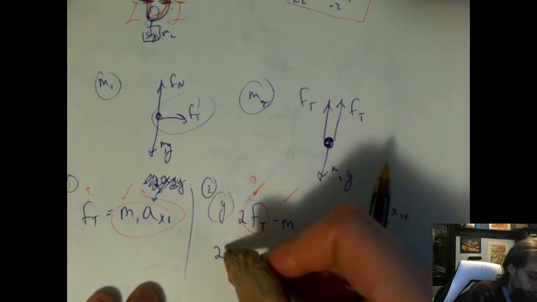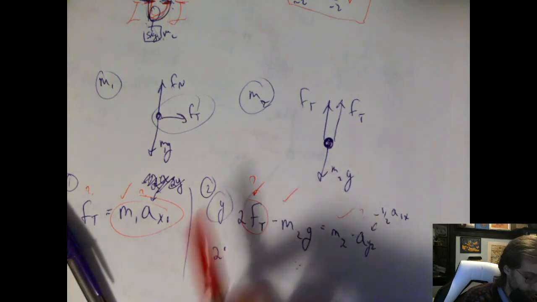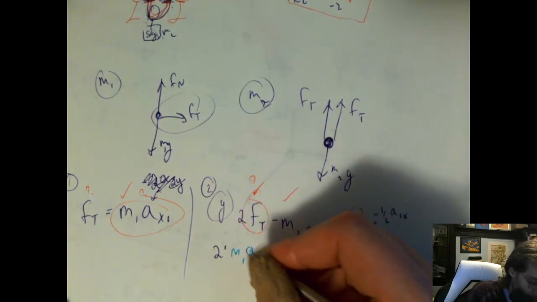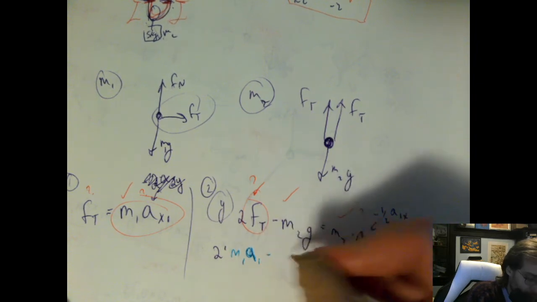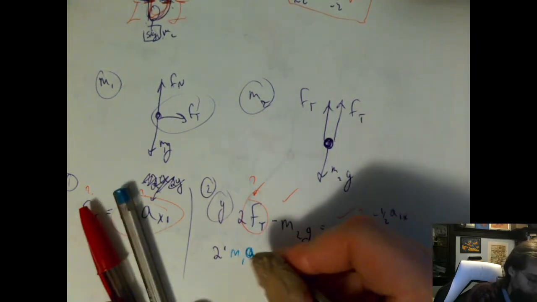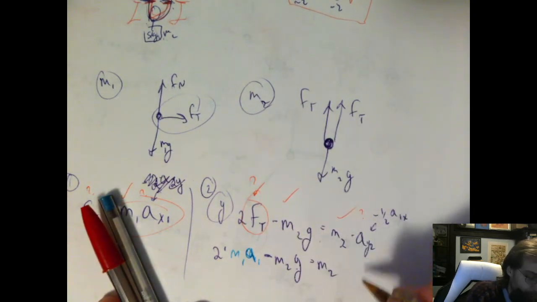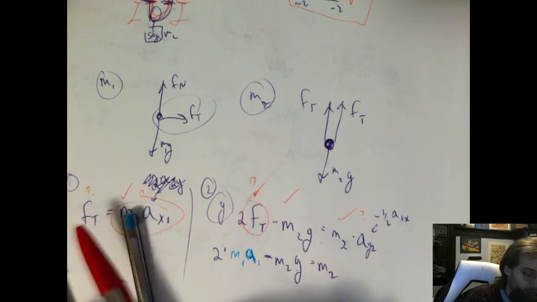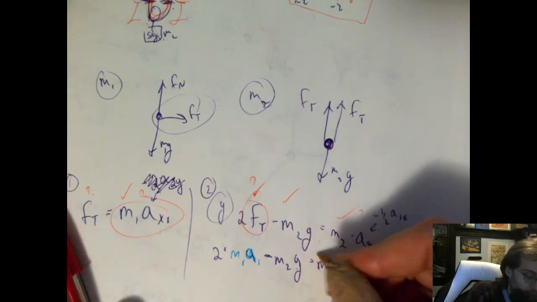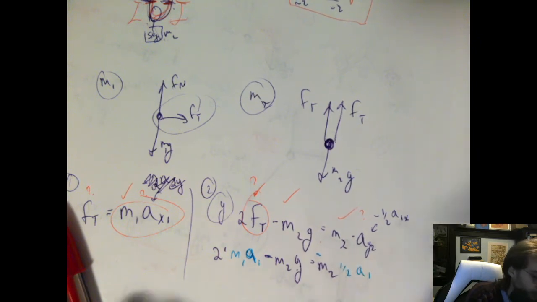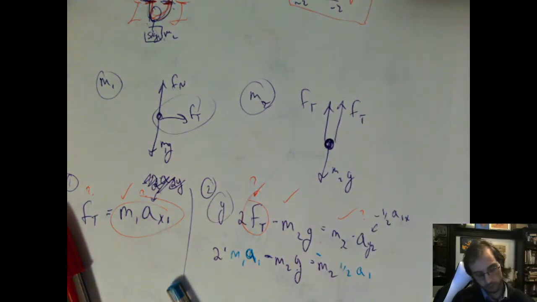And when we do that, what we'll wind up with is 2 times m1, and I'm just going to call it a1, minus our original part of the equation, m2g, needs to equal m2 times, and doing this substitution, careful, this is negative 1/2 a1. Great. We're now trying to solve for a1.